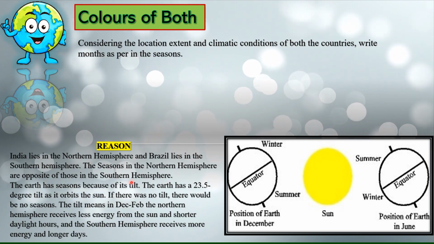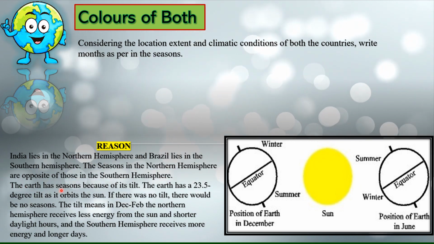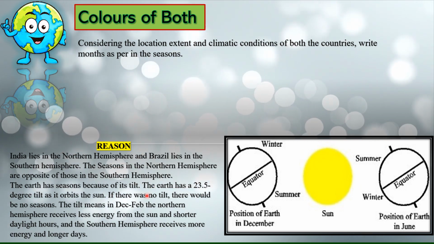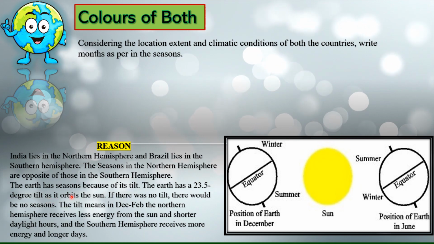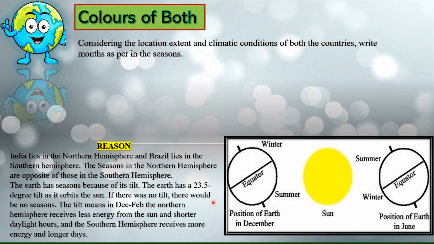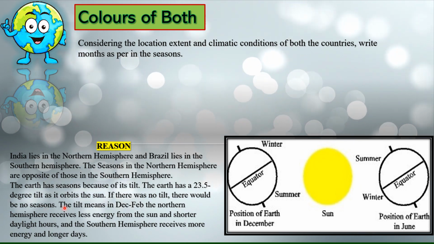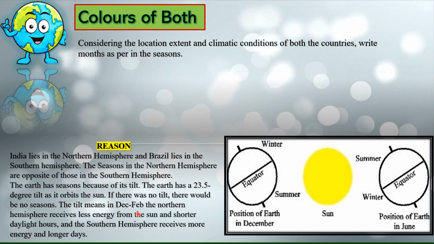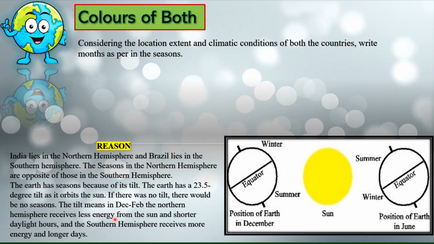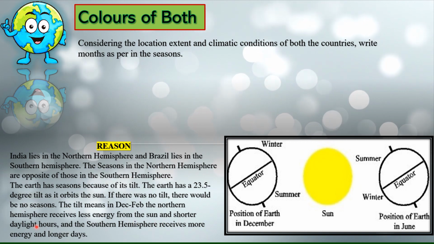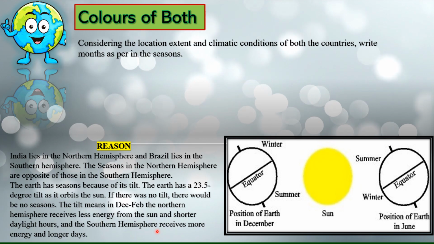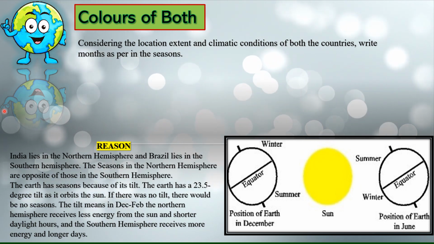Now we'll see how. The earth has seasons because of its tilt. The earth has a 23.5-degree tilt as it orbits the sun. If there was no tilt, there would be no seasons. The tilt means in December to February, the northern hemisphere receives less energy from the sun and shorter daylight hours, and the southern hemisphere receives more energy and longer days.